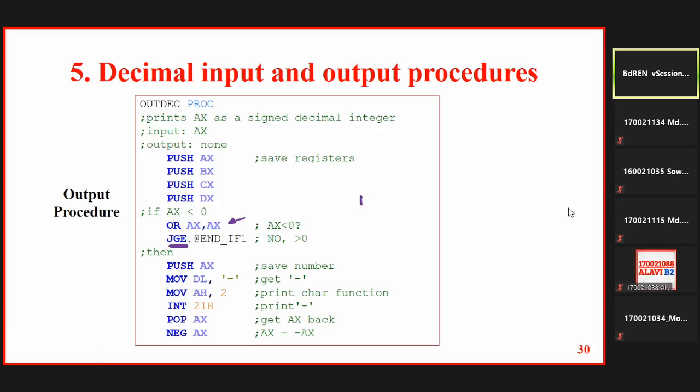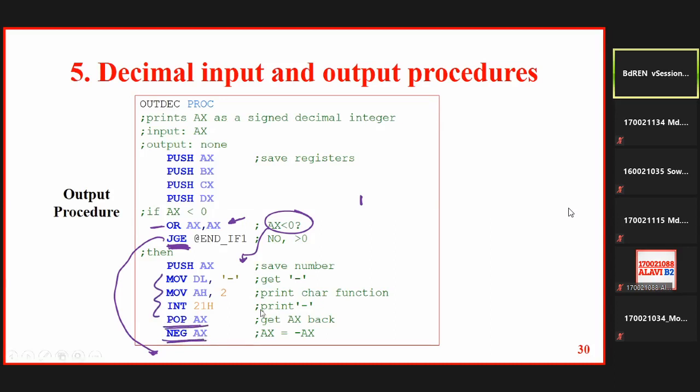If it is greater than or equal to 0, it will jump directly to bypass making the number negative. But if this does not fulfill the condition greater or equal, that means your number is negative, so it will come here. So we're pushing AX to save it, then printing the negative sign, and then popping AX and doing the negative of AX.